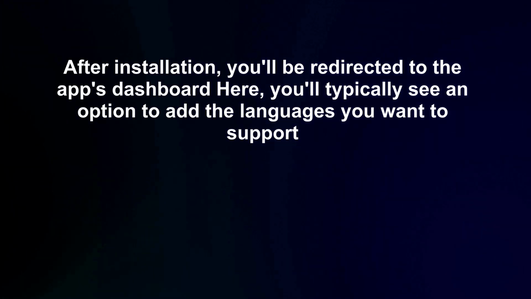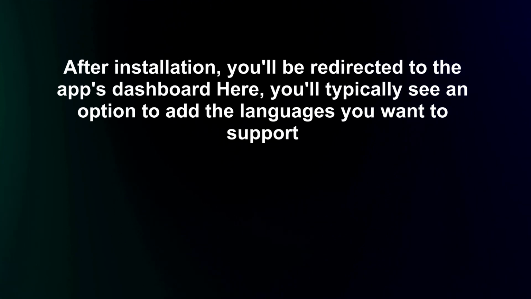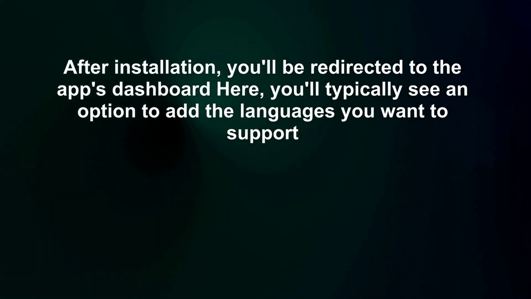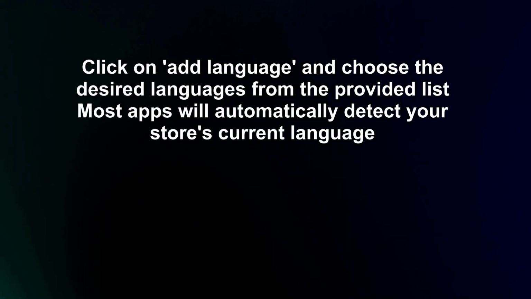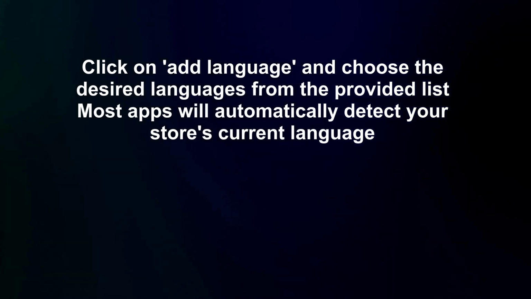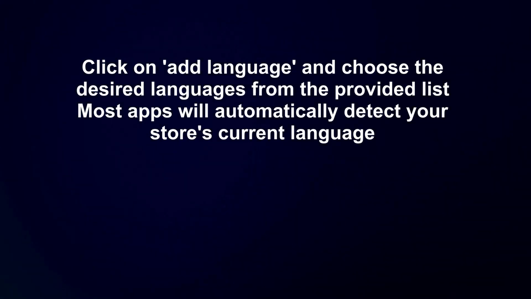After installation, you'll be redirected to the app's dashboard. Here, you'll typically see an option to add the languages you want to support. Click on Add Language and choose the desired languages from the provided list. Most apps will automatically detect your store's current language.